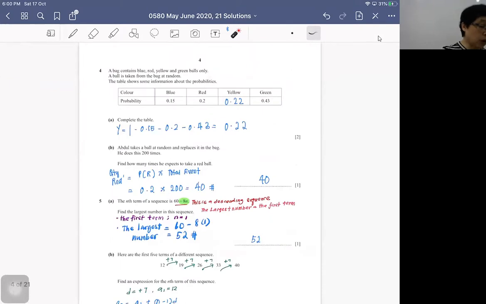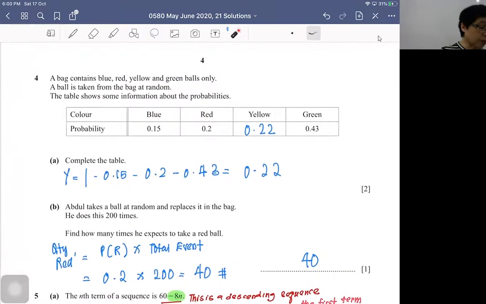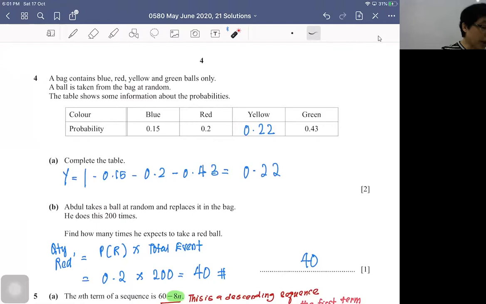Okay, so now we move on to the next question. Question number 4, the bag contains blue, red, yellow, green balls only. A ball is taken from the bag at random. The table shows some information about the probabilities, and it was shown on the table.